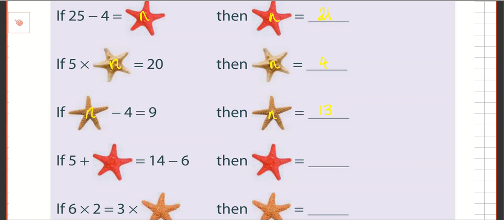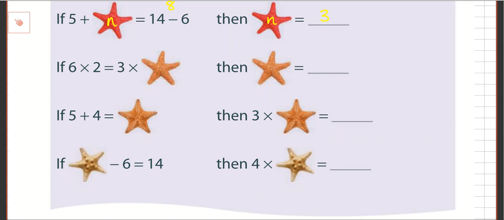Kieran then. So 5 plus n is the same thing as 14 minus 6. So we have to work out 14 minus 6, which is 8. So 5 plus n must be 8. There you go. Good.